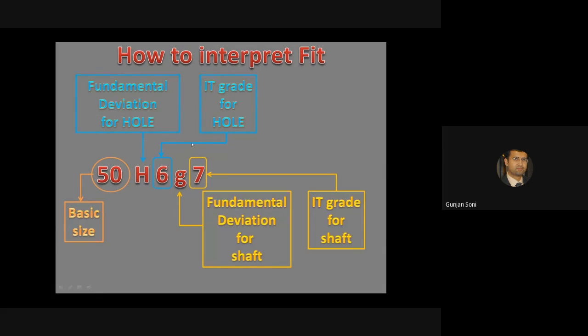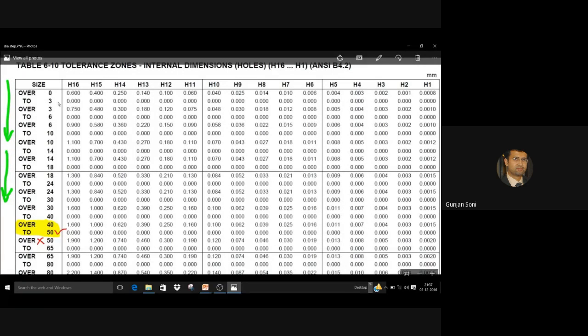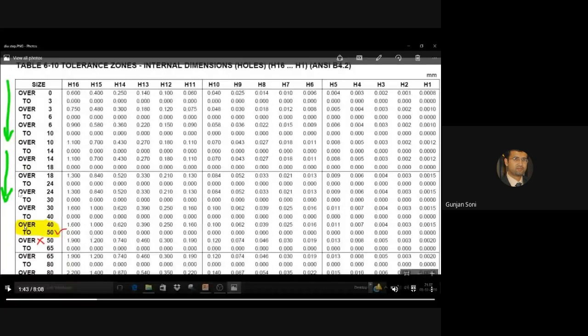As we know, the zero line corresponds to the basic size. Here the basic size is 50. We will see in which diameter step it falls. You can see this particular table over here. It is an ISO table, and these are the tolerance zones for internal dimensions of holes.